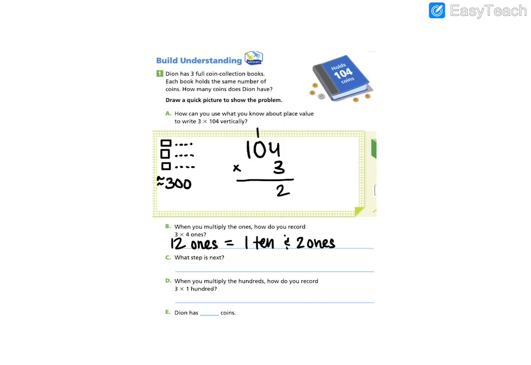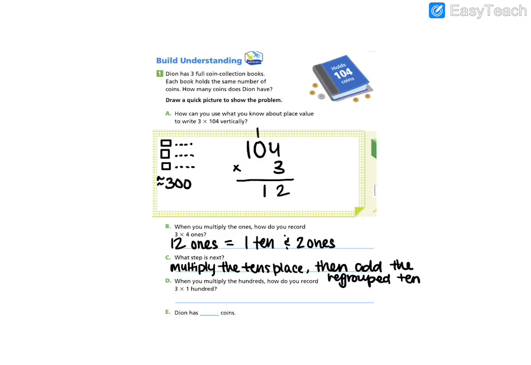So what is the next step? We're going to multiply the tens place. Then we add the regrouped tens, or in this case, 1 ten. Now, just like on the last lesson, if we don't have anything regrouped, we're not adding anything. But in this case, we will. Because 3 times 0 tens is going to be 0 tens, except we have that 1 ten remaining.